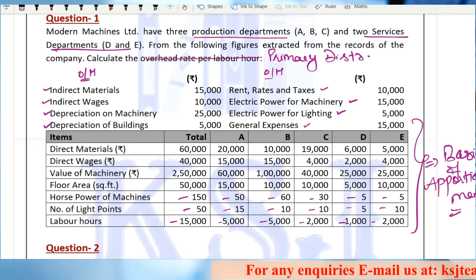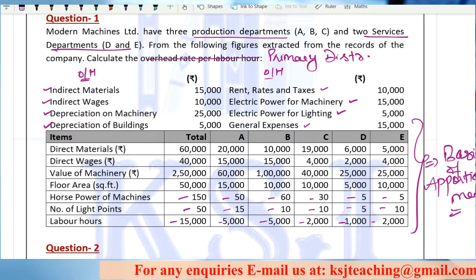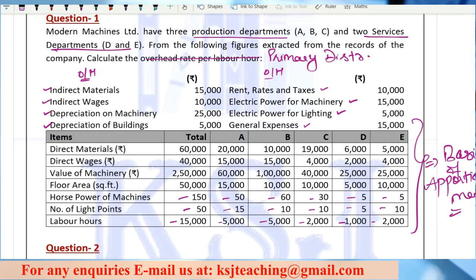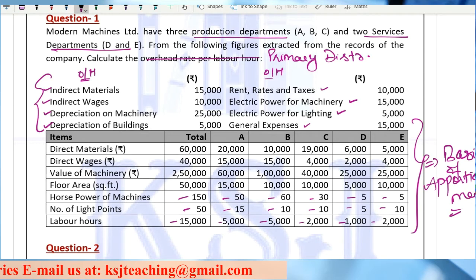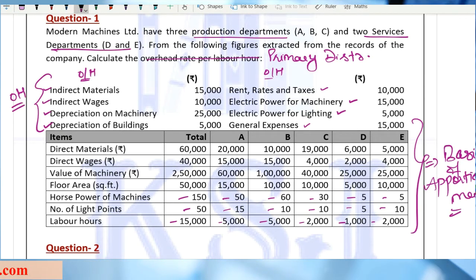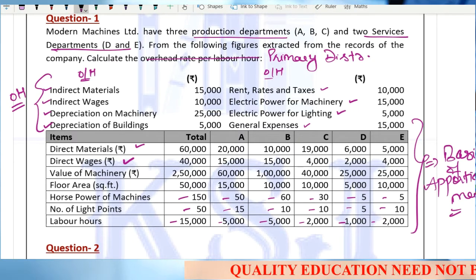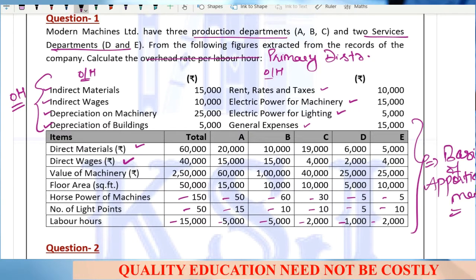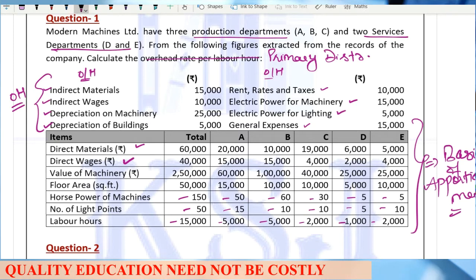Now try to identify what is the direct cost of service department here. Indirect material? No, sir. All these are overheads. If they are overheads, they cannot be a direct cost. Direct material and direct wages. Yes, sir. Sir, value of machinery, is that a direct cost? No. Direct material, direct wages, as the name given, it is a direct cost.